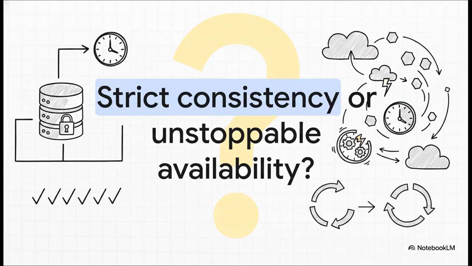So here's the question I want to leave you with today. Leaderless replication requires you to accept a world where data might briefly be stale and where concurrent writes require some messy conflict resolution. But in exchange, you get a system that practically refuses to go down. Does your application truly require strict, perfect consistency, or should you be favoring the unstoppable availability of a leaderless design? Understanding when to embrace one over the other is exactly what separates good system design from great system design.